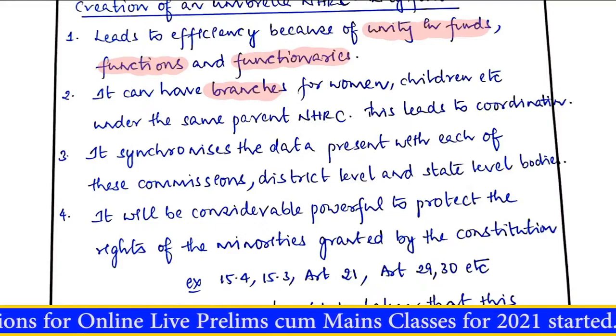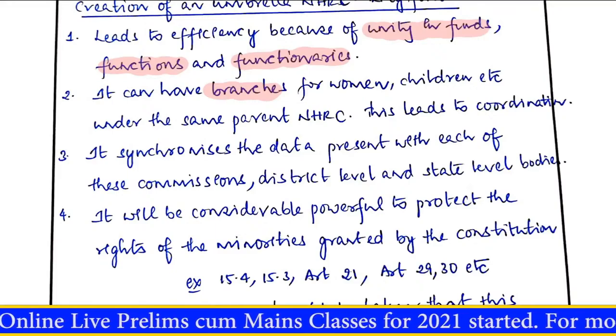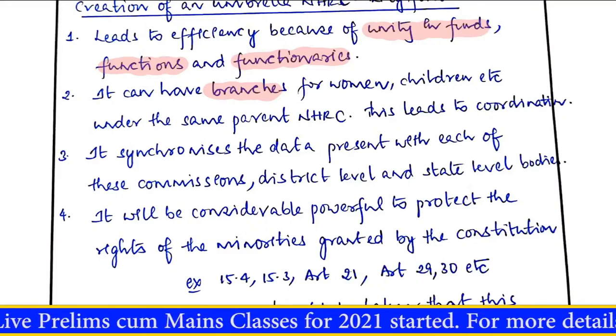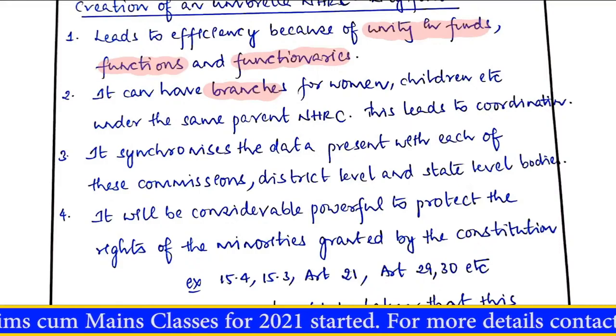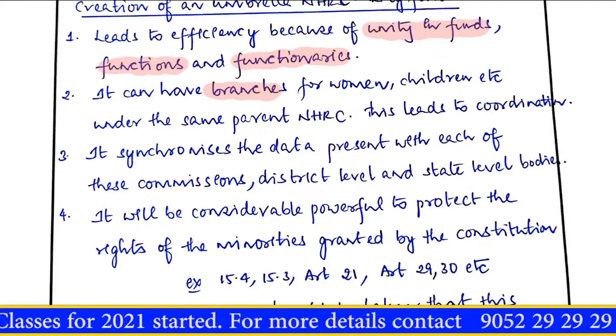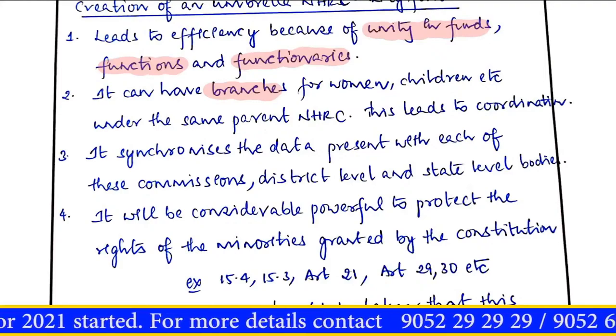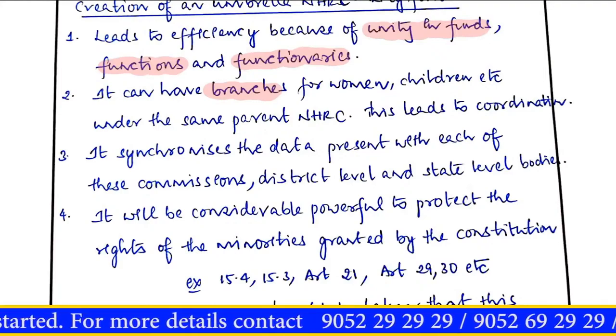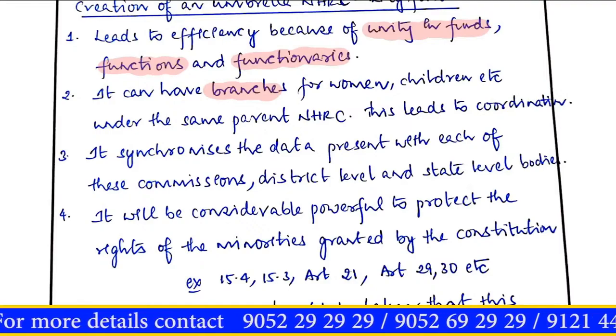Especially by rotating the personnel. You cannot easily rotate between NCSC and NCST. But if these are under the same NHRC, same umbrella Human Rights Commission, the head of this body can easily shuffle people from one branch to another branch, and this is going to increase the coordination.